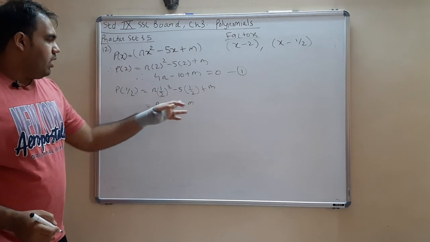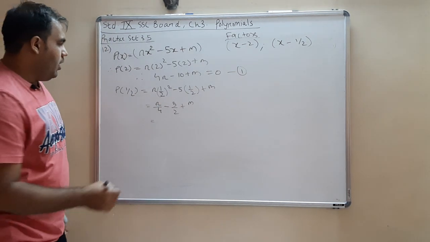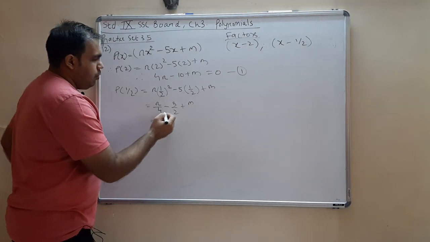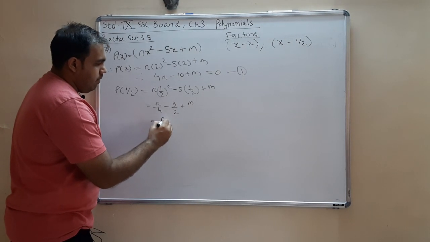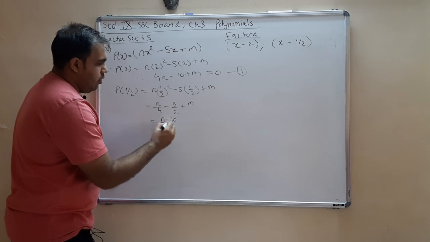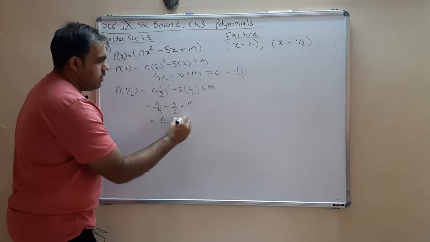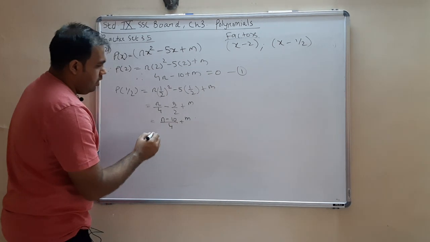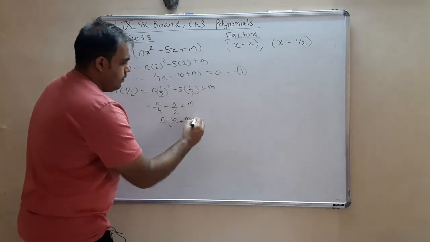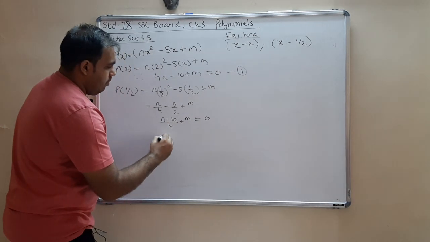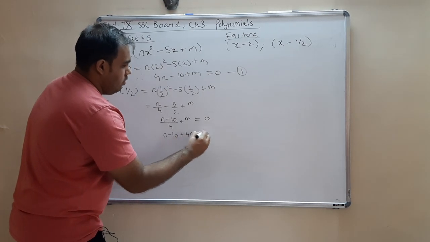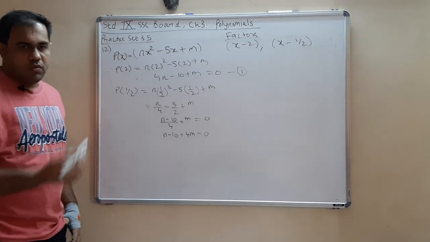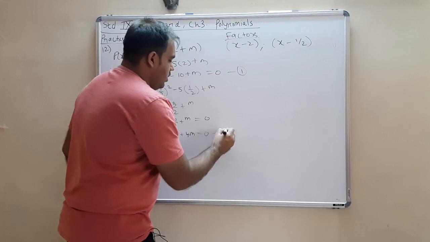So here we have to get the remainder. So n upon 4, we have to multiply this by 2, this by 2. n minus 10 upon 4 plus m, then this is equal to 0. Therefore n minus 10 plus 4m is equal to 0 into 4, which is 0. So this is equation 2.